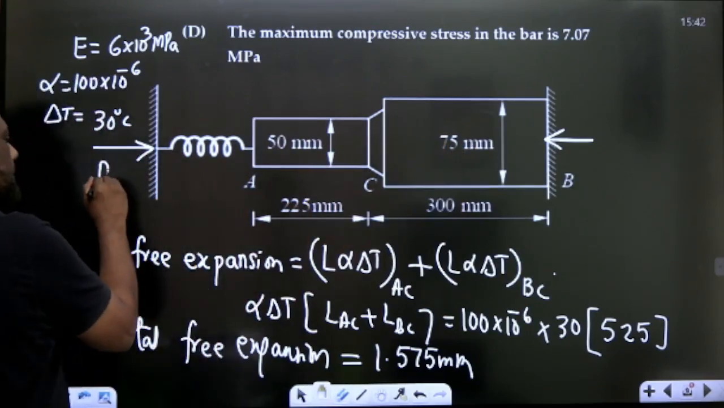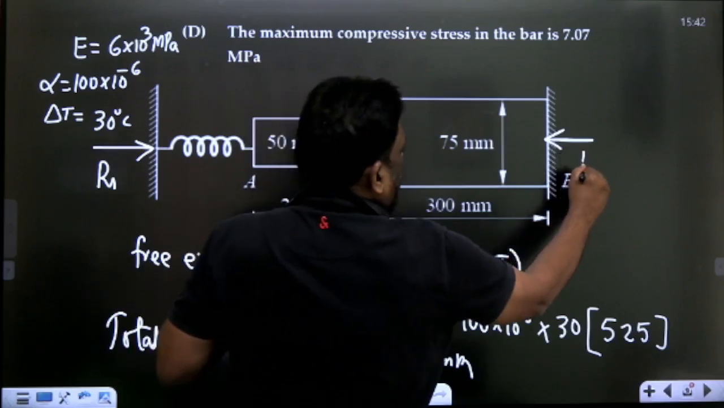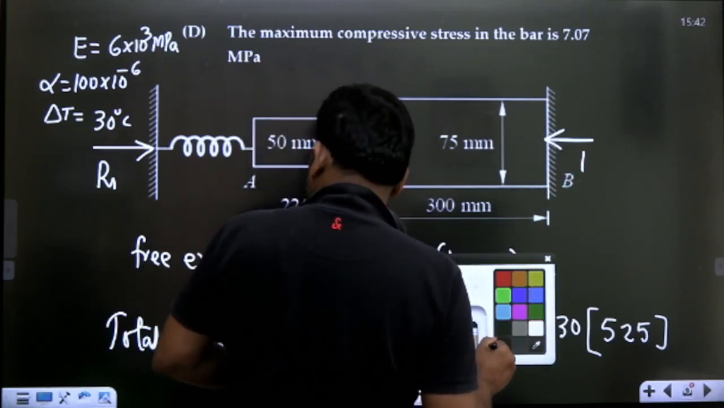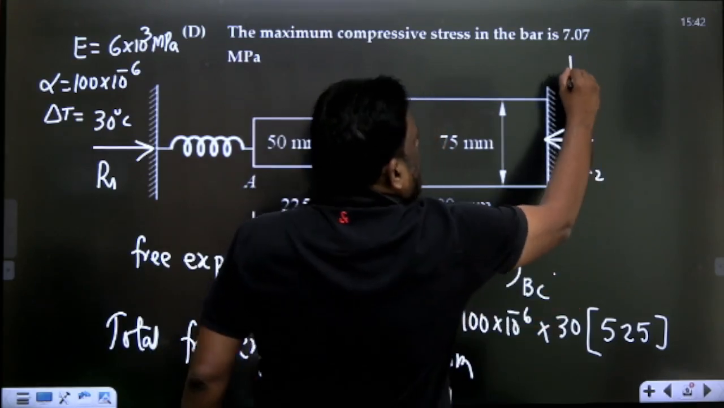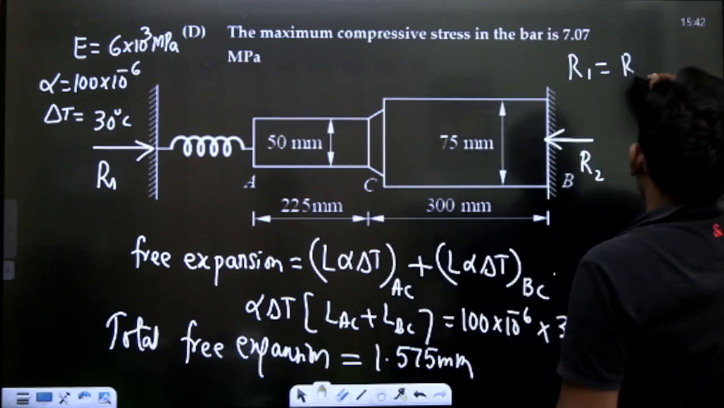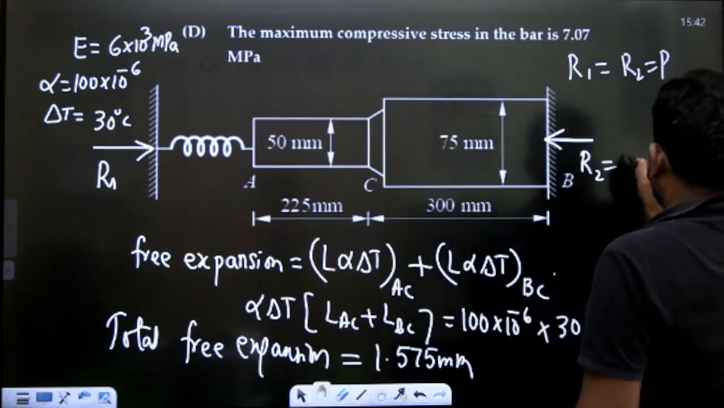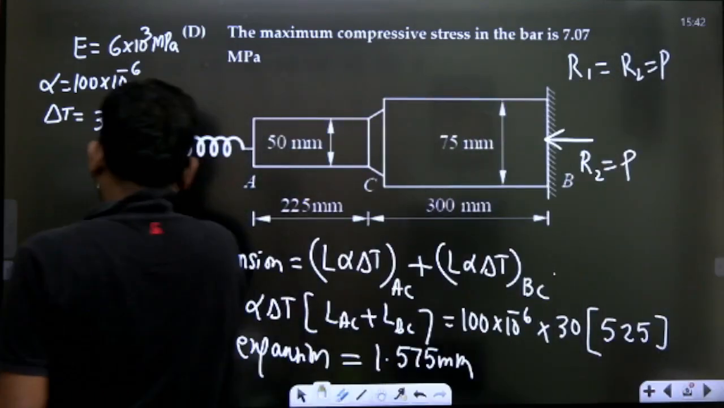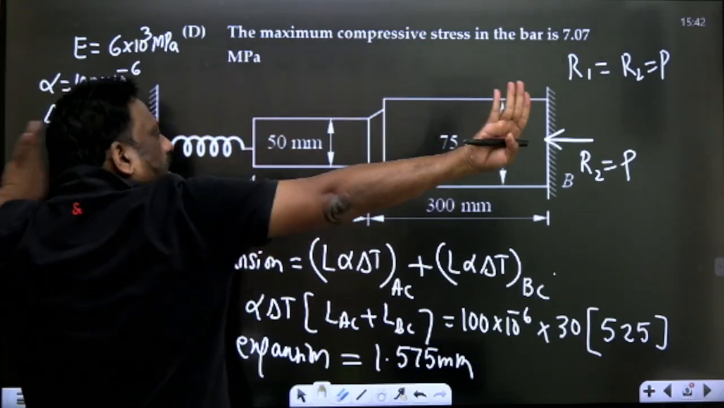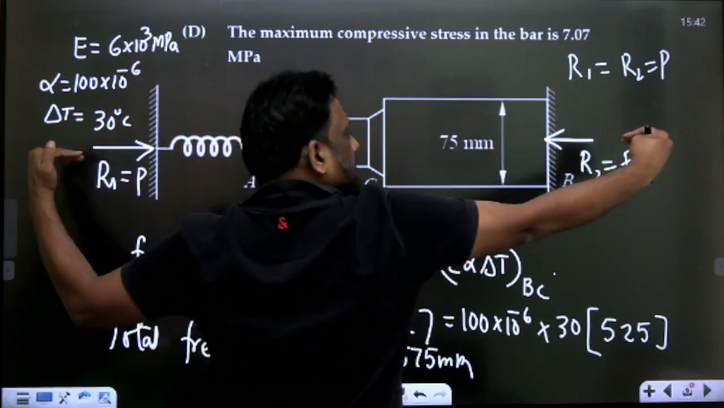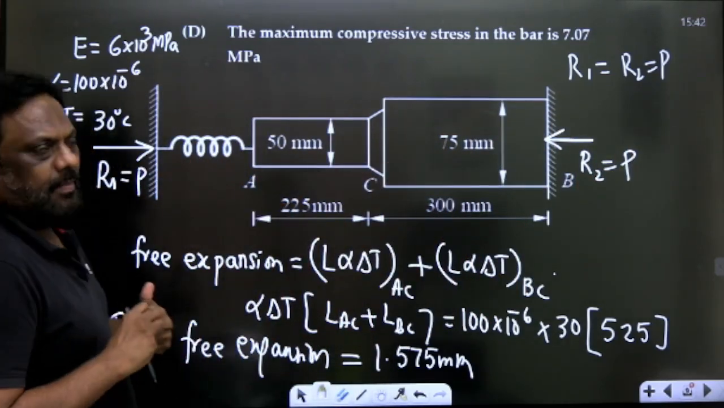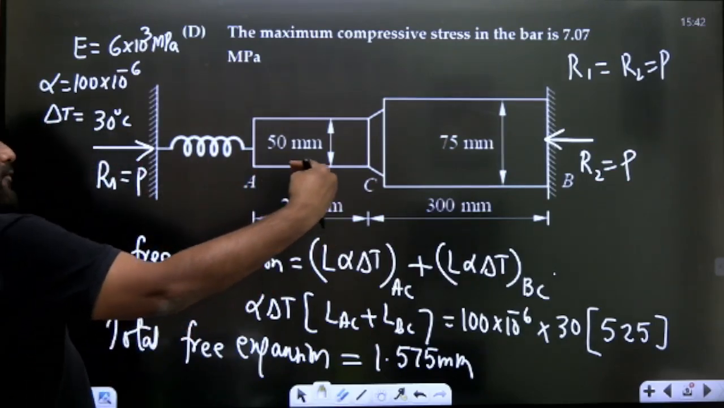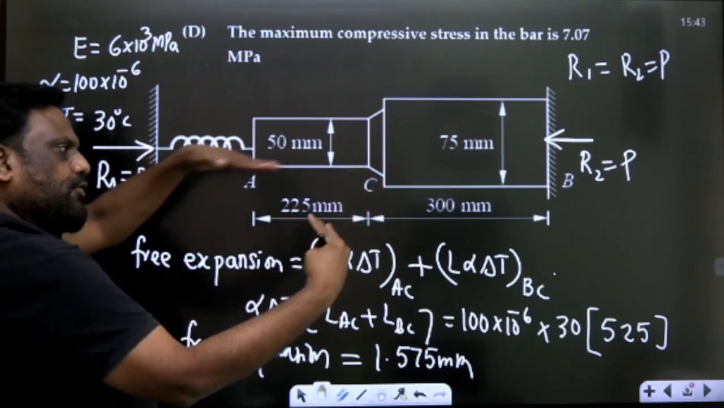So I am writing R1, R2, or P1, P2. Let this be R1 and this be R2. But there is no other external force, so R1 and R2 are equal to some P. P is the compressive load. When it tries to expand, the wall will oppose it, so there is compression. Suppose this is R1 and that is R2. But there is no other external force, so it is in equilibrium. So this force should be equal to this force.